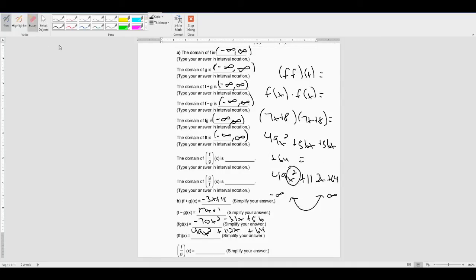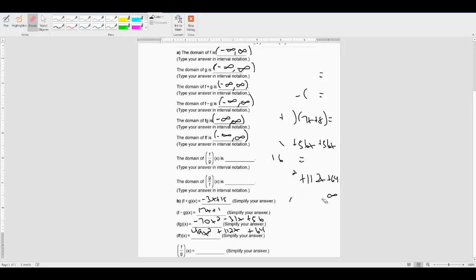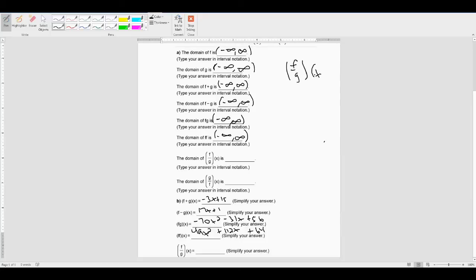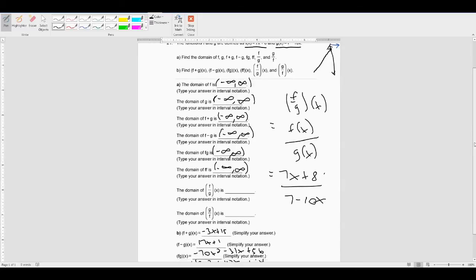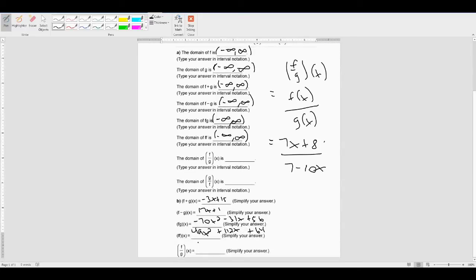And now we have f minus g of x and g over f of x. I may have cut this one off, and then again, I may not have. But I'll go ahead and find the domains of both of those, just in case. So f divided by g of x is nothing but the f of x function on top and the g of x function on the bottom. The f of x function is 7x plus 8, and the g of x function is 7 minus 10x, and I can't simplify that, so that's what this equals.